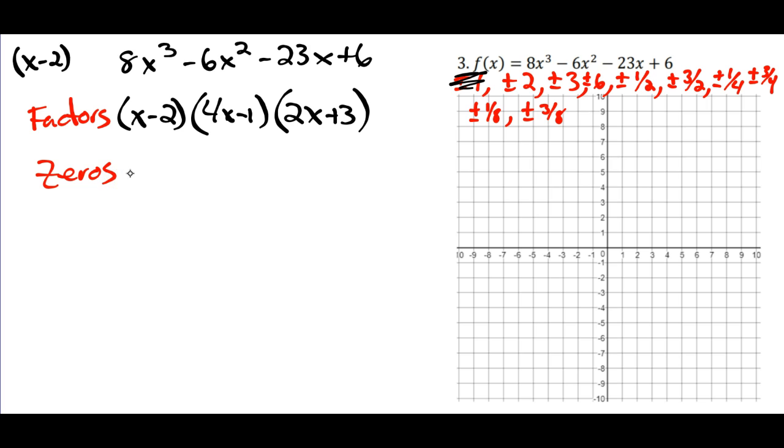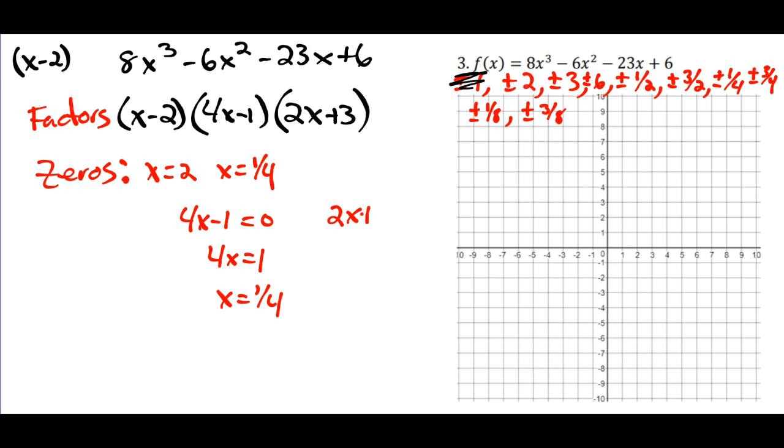So the zeros on these are a little bit more work than we did in the last ones. Not too much. X minus 2 equals 0 when x is equal to 2. For this one, 4x minus 1 equals 0 when? Well, solve for x. So 4x equals 1, or x is equal to 1/4. 2x plus 3 is equal to 0. Solve for x. X equals negative 3/2. So there's my zeros right there.